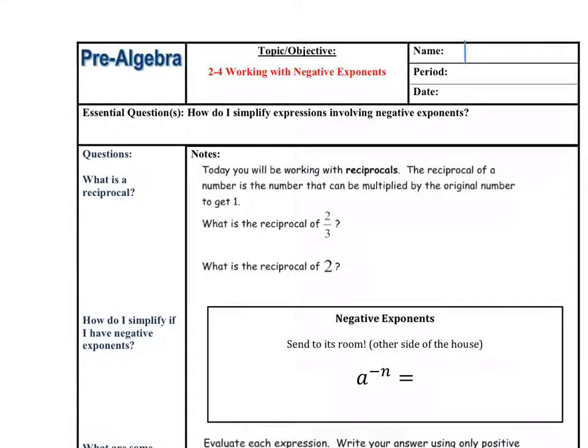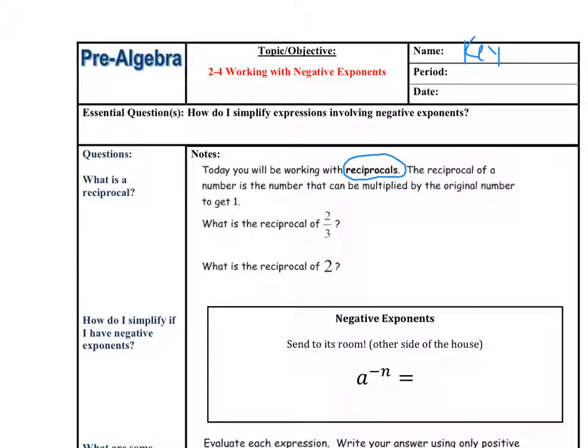Today we're going to talk about what happens if an exponent is negative. So we have only done positive exponents and zero so far. Today are negative exponents. Our first sentence here says that today we're going to work with reciprocals. Let's circle that word because that's a big vocab word for the day.